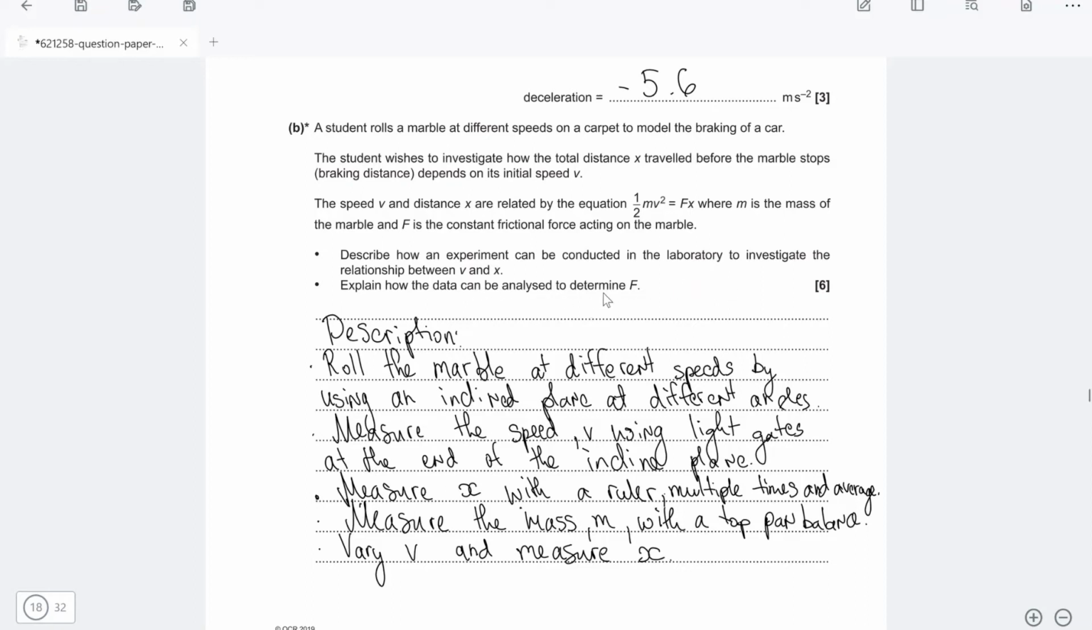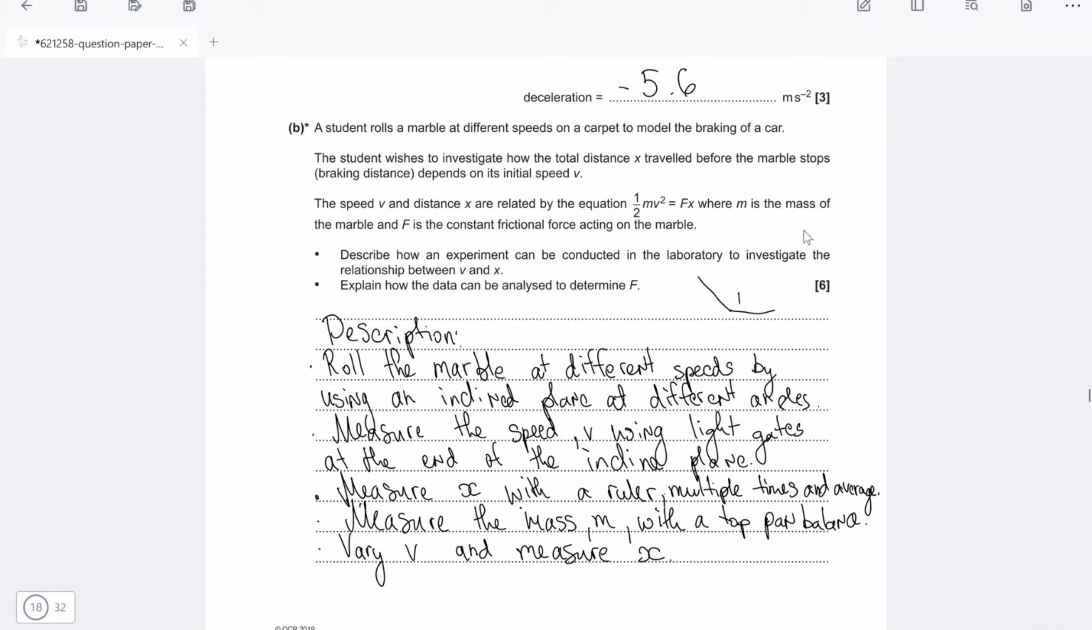Even before starting to do this question, we know that we're going to be plotting a graph and we're going to be finding f using the gradient. Well, let's first off describe the experiment. How are we going to do it? The easiest way would be to roll the marble at different speeds. For instance, we could use an inclined plane and just vary by how much it is inclined.